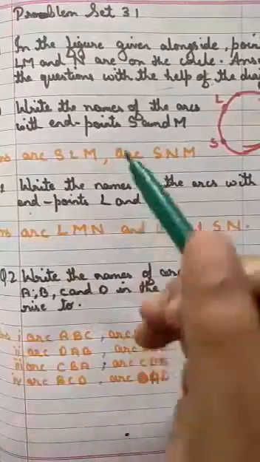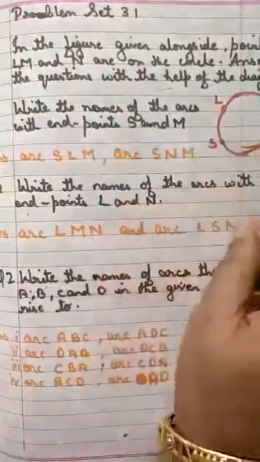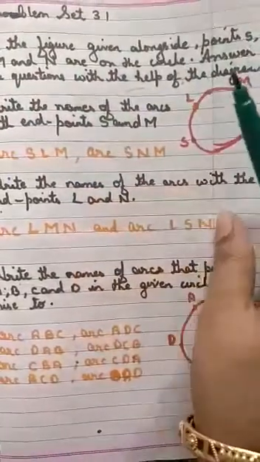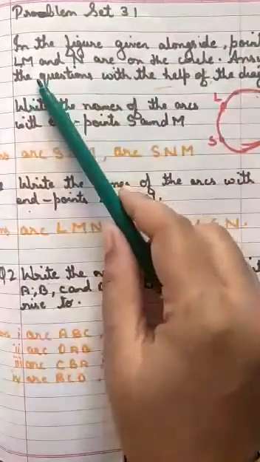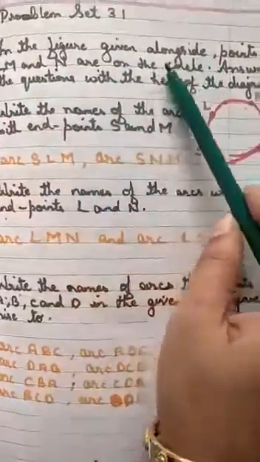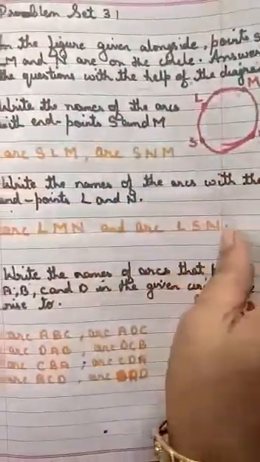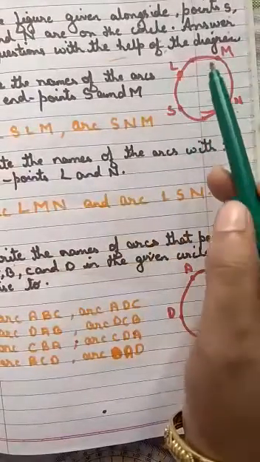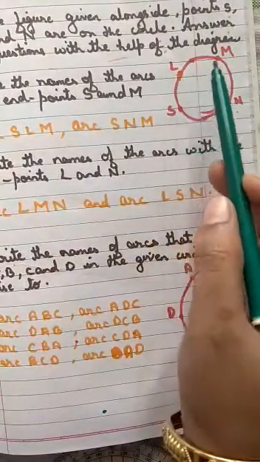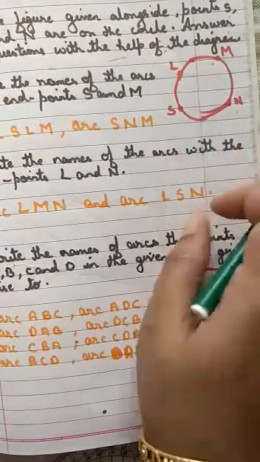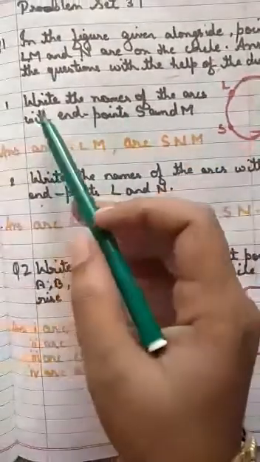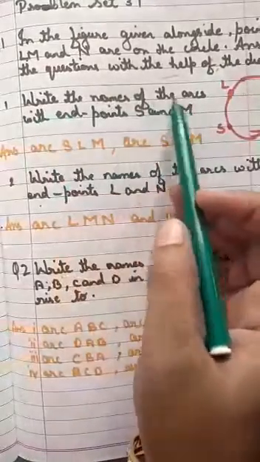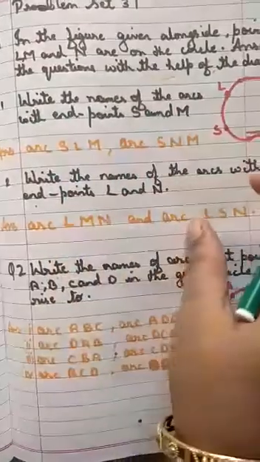Now see, a question is given. In the figure given alongside, points S, L, M and N are on the circle. Answer the questions with the help of the diagram. See here, this is a red color circle, diagram is there. Points are on the circle, point L, point M, point N and point S. First question. Write the names of the arcs with end points S and M.